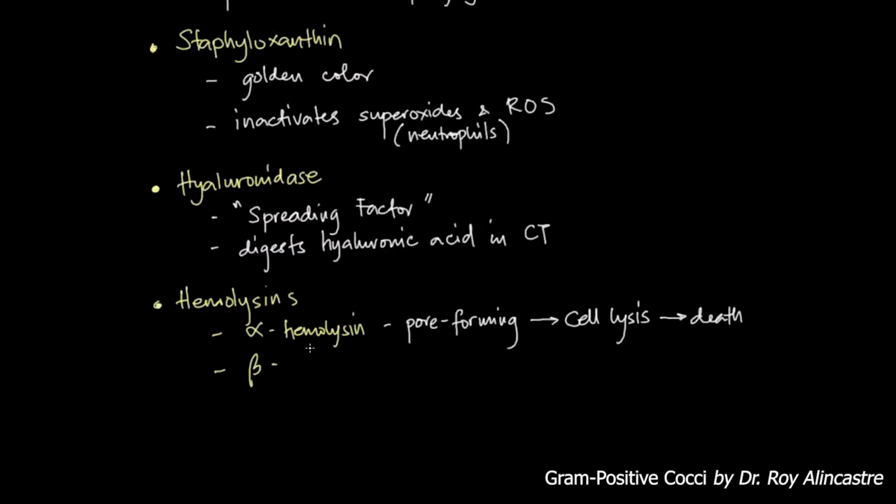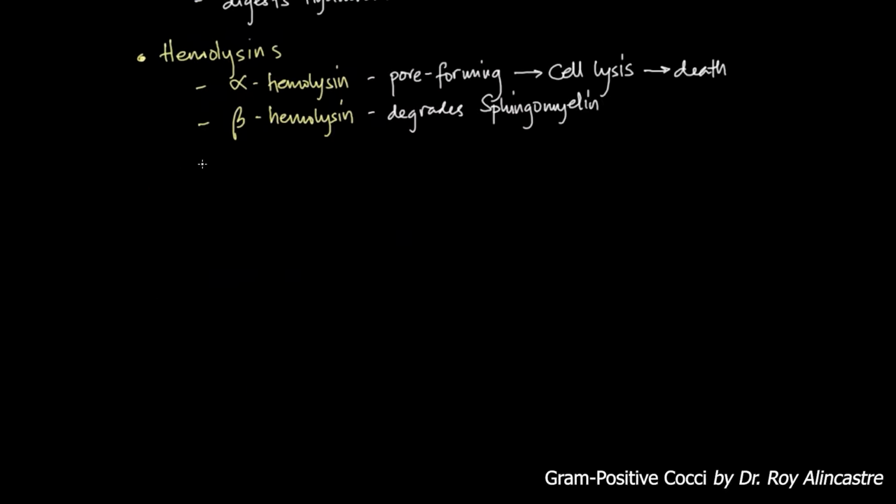Beta toxin is another hemolysin. It degrades sphingomyelin, and it is toxic to many kinds of cells also, including RBCs. Delta toxin also disrupts biologic membranes, and it is believed to play a role in the Staph aureus diarrheal diseases. And you also have gamma toxin.